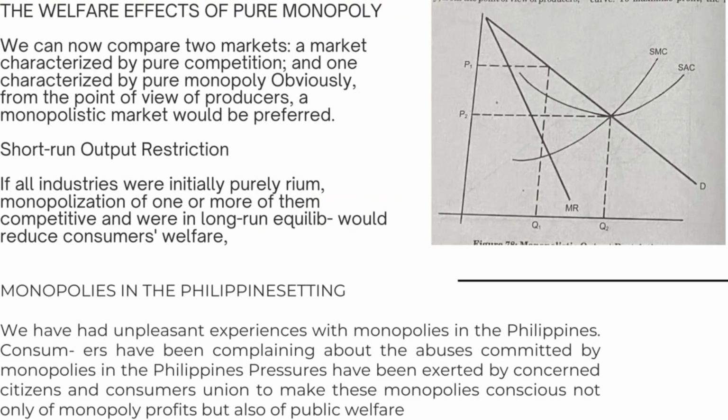Short-run output restriction. If all industries were initially purely competitive and in long-run equilibrium, monopolization of one or more of them would reduce consumer welfare. This output restriction reduces the quantity of goods available in the market, leading to higher prices. Consumers end up paying more for less, which decreases their welfare. The reduced competition also results in inefficiencies as the monopolist no longer has the same incentive to innovate or improve products.